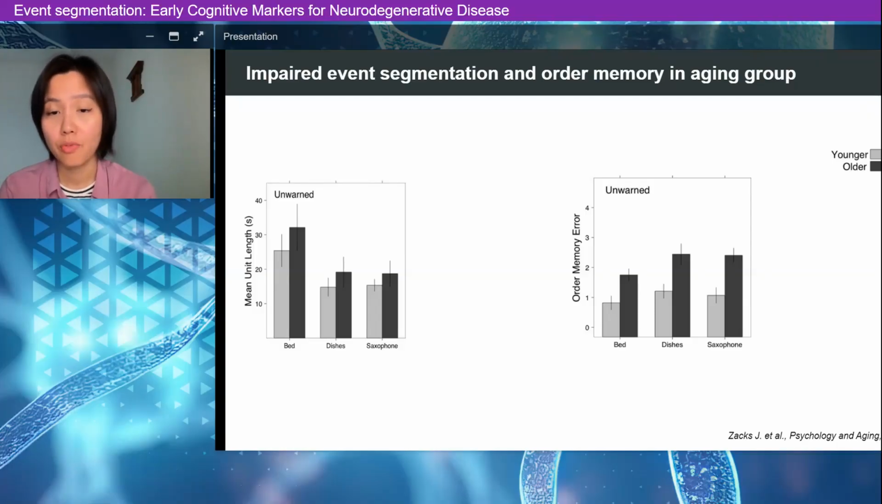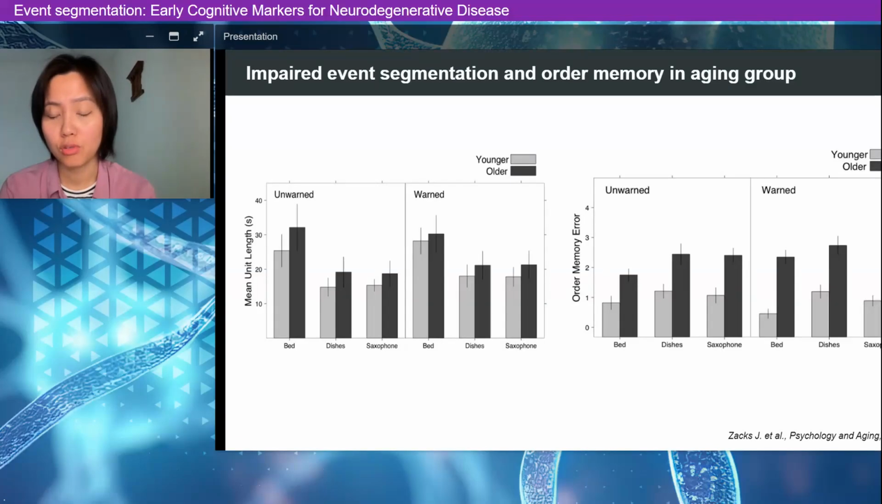In this study, whether or not the experimenter explicitly told the subjects that there would be a memory task after they watched the clips, such age group differences were also observed between the young and older groups, with consistent findings showing that the older groups tend to under-segment the continuous experience, which also leads to worse order memory performance compared to the young groups.